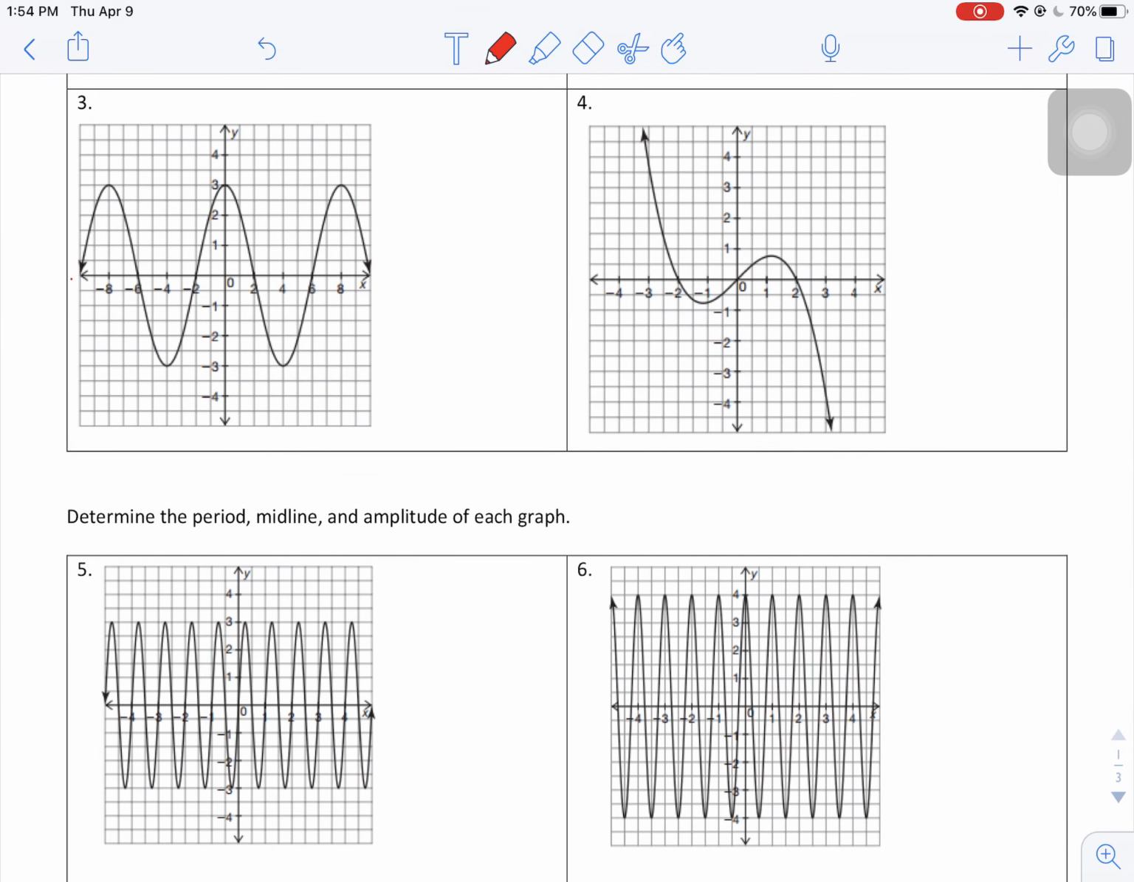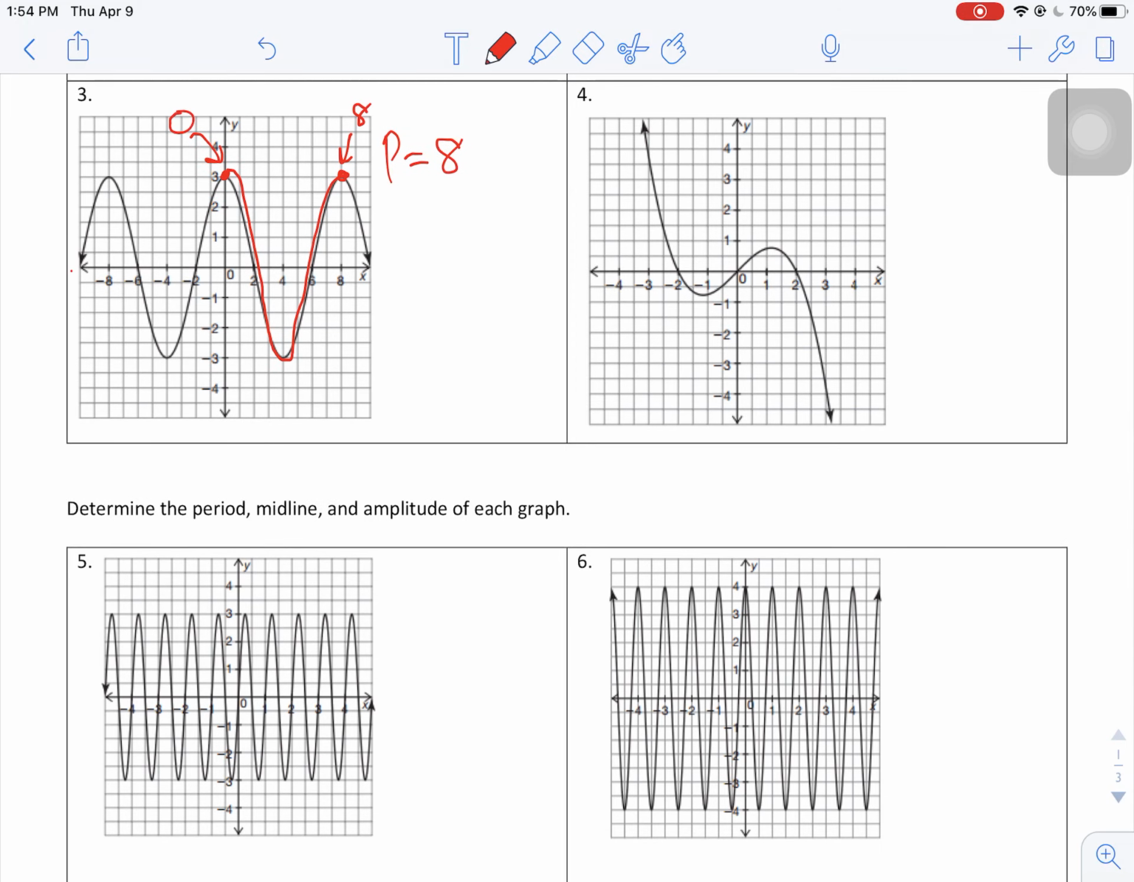Number 3, that graph obviously keeps going up and down and up and down and up and down. So yes, it is a periodic function. For the period, I'm going to start with peak to peak. So the largest x value is 8. So that right there has an x value of 8. And then the smallest x value is 0. So 8 minus 0 is 8. So that's how long it takes to complete one full cycle before the graph starts repeating itself again.